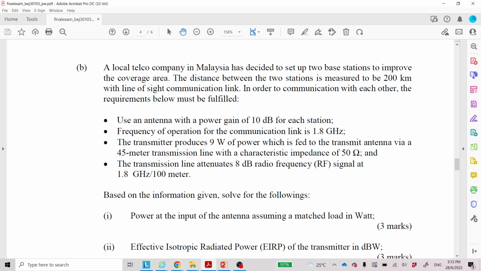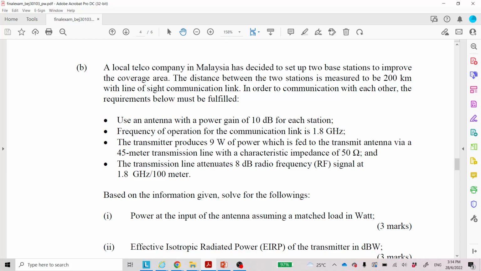To find the solution. A telco company in Malaysia has decided to set up 2 base stations to improve the coverage area. The distance between the 2 stations is 200 kilometer, that means 200,000 meter, with a line of sight communication link.